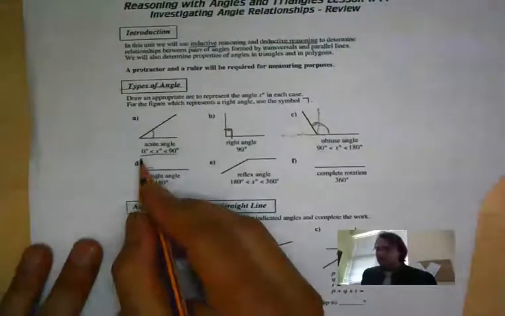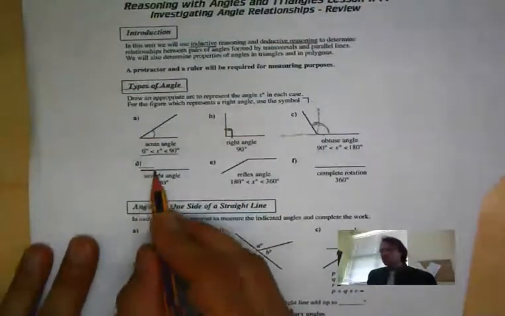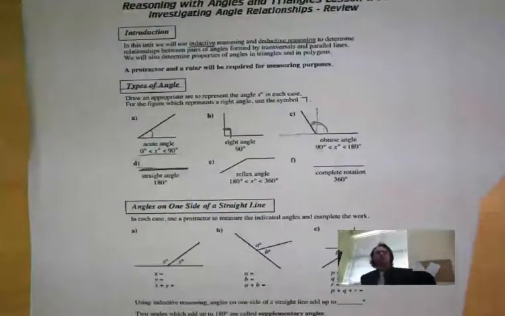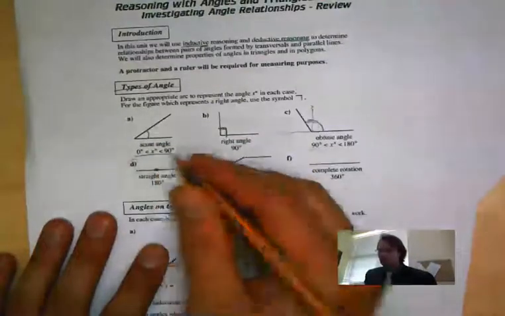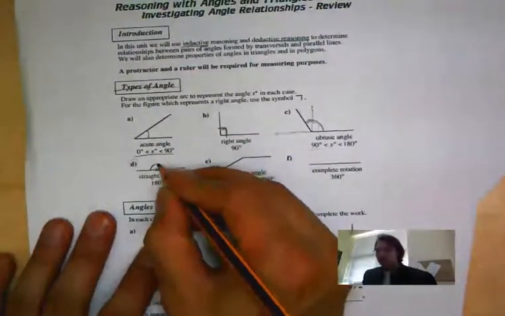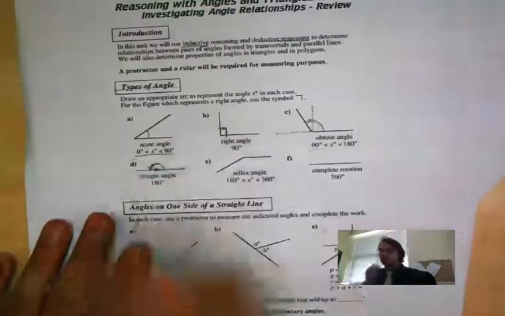Now let's take a look at D. D is a straight line. Okay? A straight line is 180. So in other words, there would be a point somewhere here, maybe right there, and the angle goes like that. So it's 180. If you start from there to there, it is a straight line.